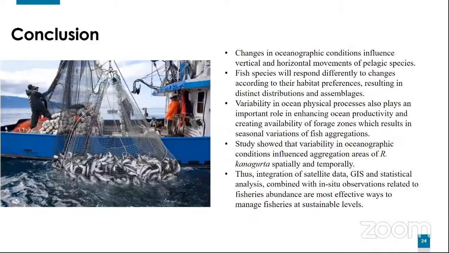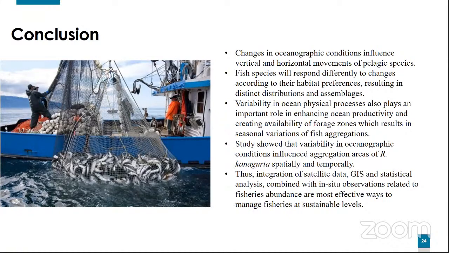So, apa conclusion daripada study tadi? So we can see that changes in oceanographic conditions influence vertical and horizontal movement of pelagic species. So fish species akan respond differently to changes according to their habitat preferences, resulting in distinct distributions and assemblages. So variability in ocean physical processes also plays an important role in enhancing ocean productivity and creating availability of forage zone, which results in seasonal variations of fish aggregations.